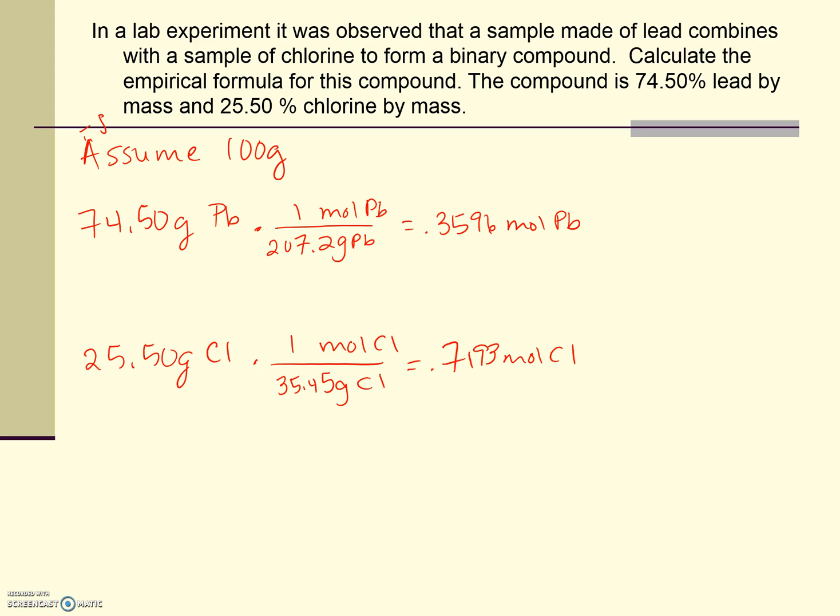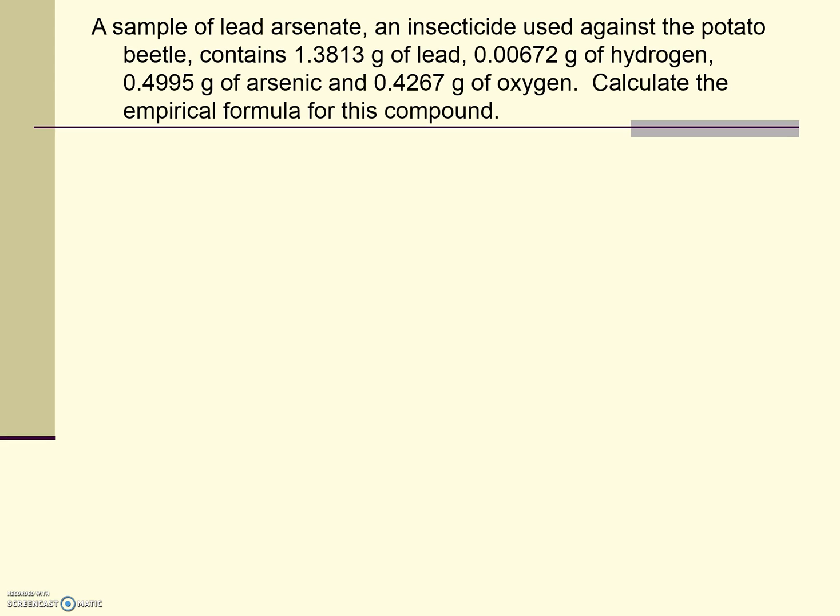Well, what's my next step going to be? If you said divide by the smallest number, you were right. I'm going to divide by 0.3596 moles. And divide by 0.3596 moles. This ends up being 1, and this ends up being 2. And I end up with PbCl2. 2 for my Cl, 1 for my Pb. And so now, my last one, it's not any harder, it just has a little more steps.